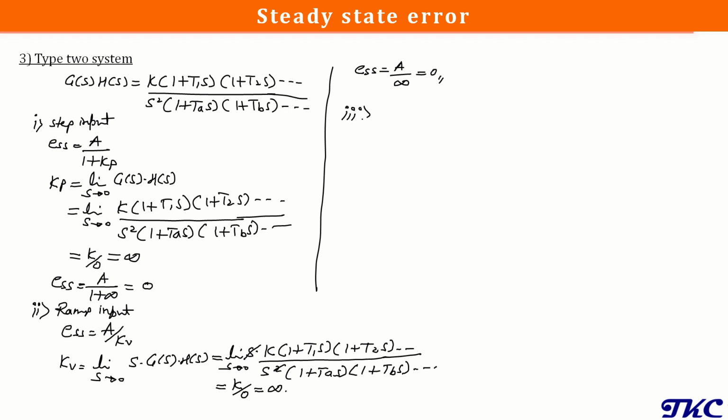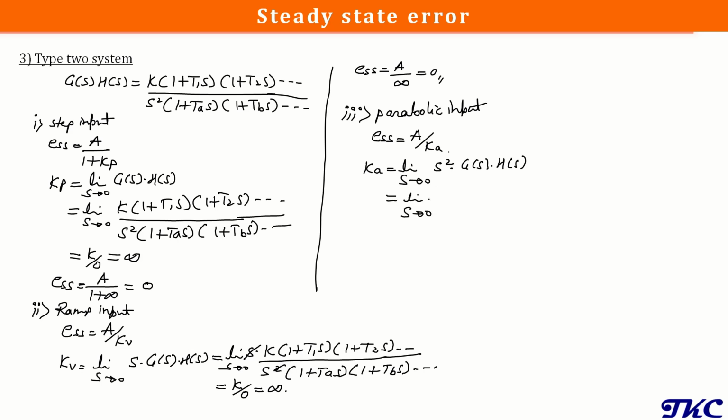Now let's find for a third case. So we'll be considering a parabolic input. For that, steady state error is A by Ka. So here Ka we know how to find, it is limit s tends to 0 of s square into G(s) into H(s). So now let's substitute the value. So we will be having limit s tends to 0 of s square into G(s) into H(s). So in place of G(s) into H(s), we need to substitute the transfer function value.